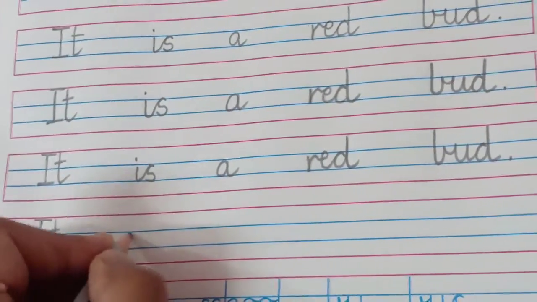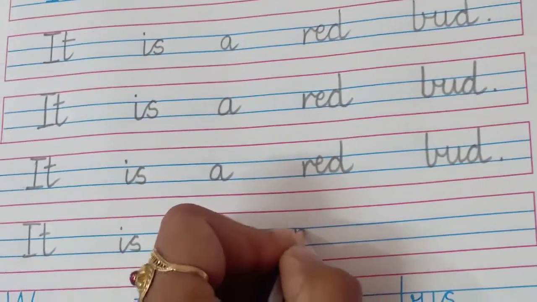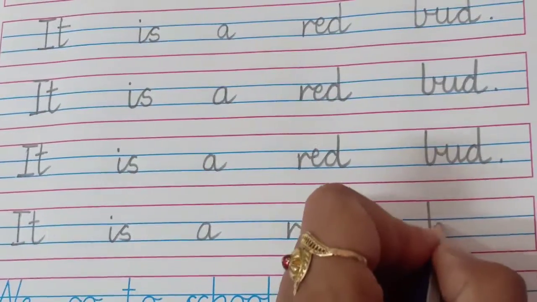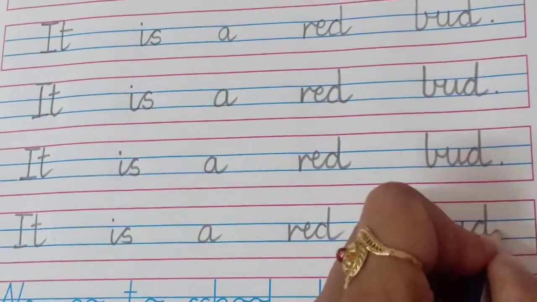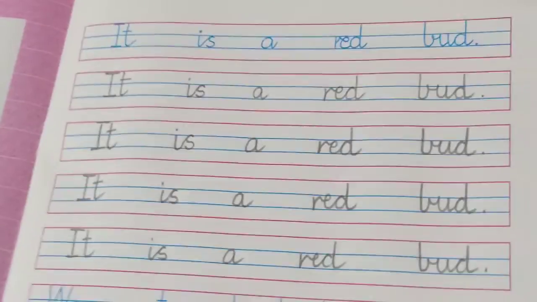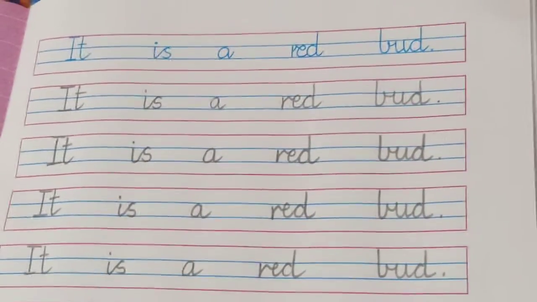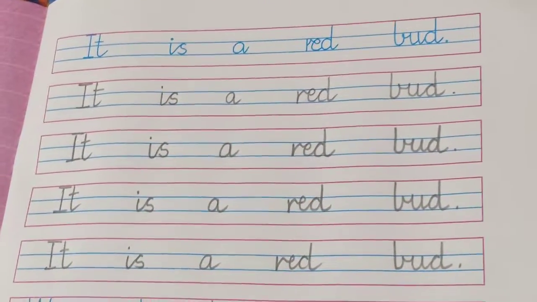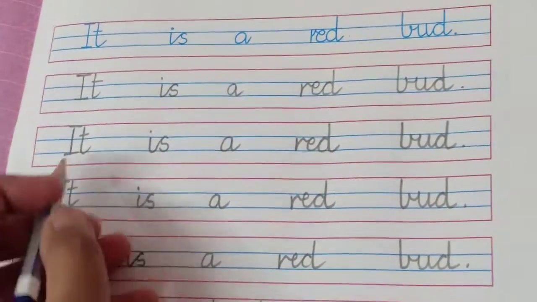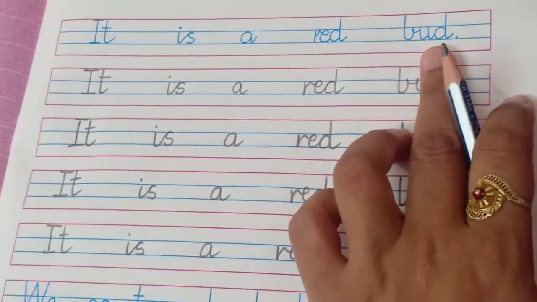It is a red bud. Okay, so the first sentence we have completed, and see how neatly I have written. In the same way you will also write in the lines, and just make sure, children, that you write according to the same manner which is given at the top of the line.